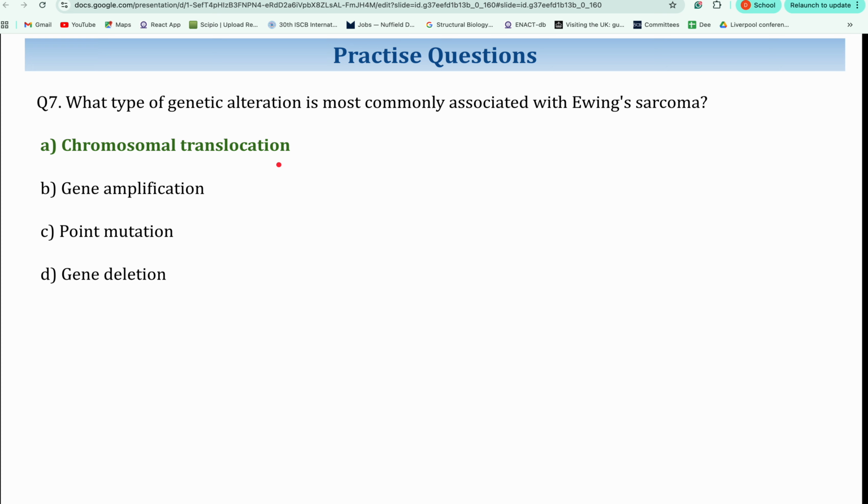It creates the EWSR1-FLI1 fusion gene, which is an abnormal transcription factor that drives tumor growth. This fusion is found in 85% of the cases. Ewing sarcoma mostly occurs in the long bones, for example femur, tibia, humerus, pelvis, ribs. It can also occur in the soft tissues, which is known as extraosseous Ewing sarcoma.